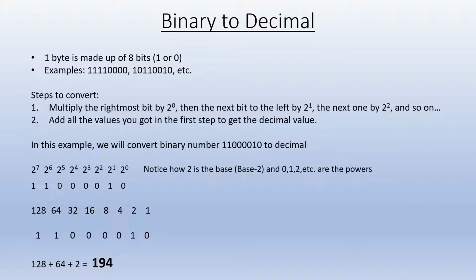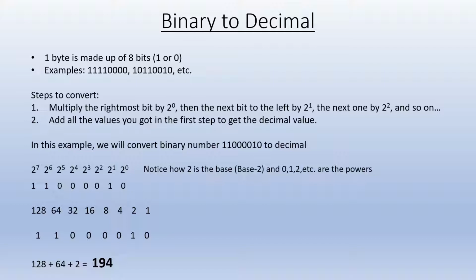And the way you're going to convert from binary to decimal is you're going to multiply the rightmost bit, so the one furthest to the right, by 2 to the 0, which is 1. Then you're going to multiply the next bit to the left by 2 to the first, the next one by 2 to the second, and so on. And then after that, you're going to add all the values you got to get the decimal value.